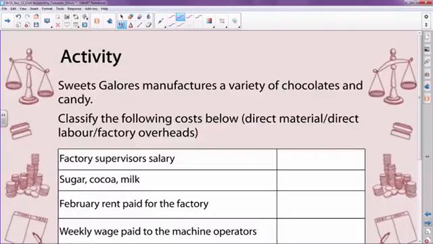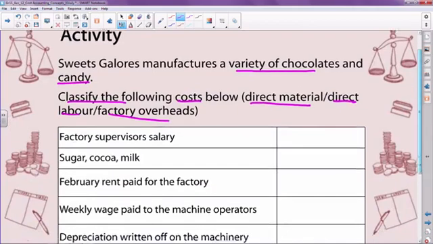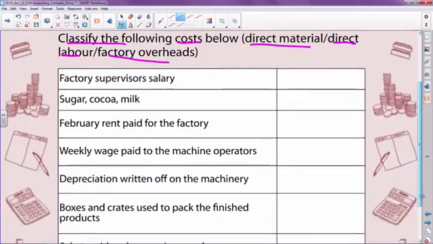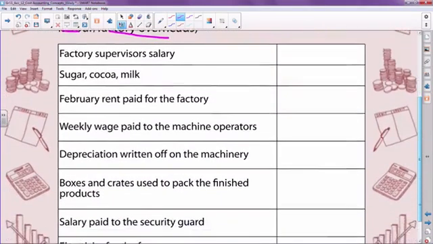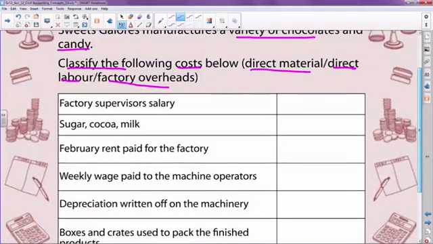Right, so let's look at what is required in terms of this activity. You are given the following. Sweets Galore manufactures a variety of chocolates and candy. Classify the following costs below. So in other words, classify them into direct material, direct labor, or factory overheads. Okay, so in a table, I've given you various expenses, and I want you now to classify these expenses into either direct material, direct labor, or factory overheads.